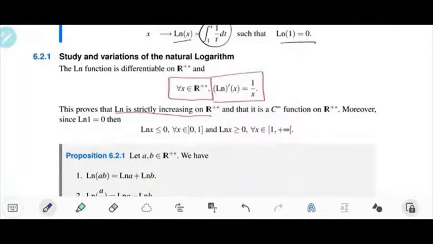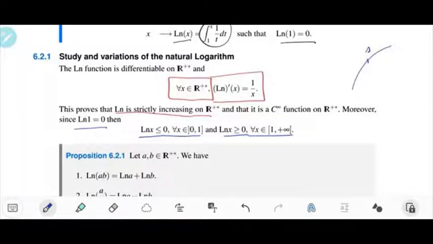So it's a C infinity function on R plus star, and moreover, since ln of 1 is equal to 0, we have a function that is increasing, and at 1 the value is equal to 0, then before 1 it was negative and after 1 it's positive. So that's why ln of x is negative when x is between 0 and 1, and it's positive when x is between 1 and plus infinity.